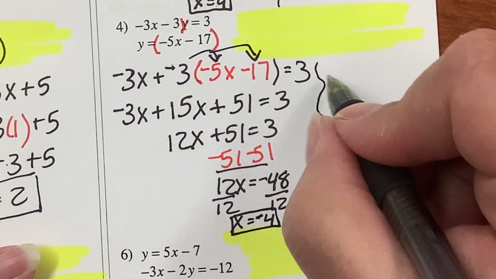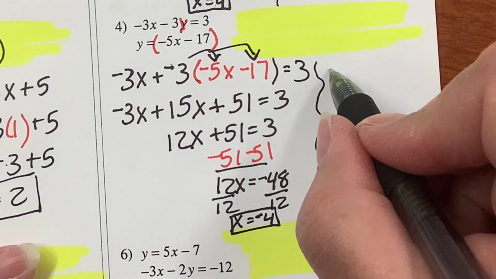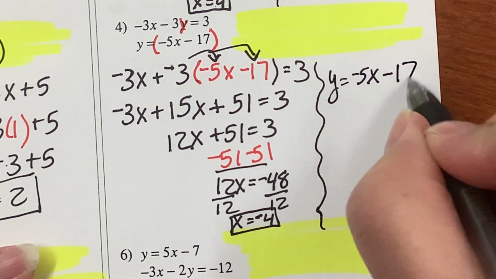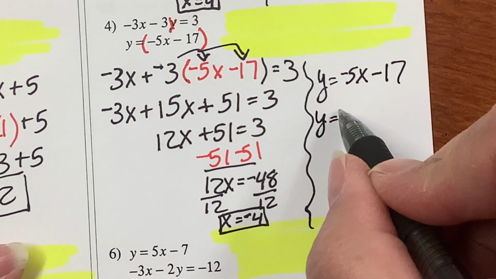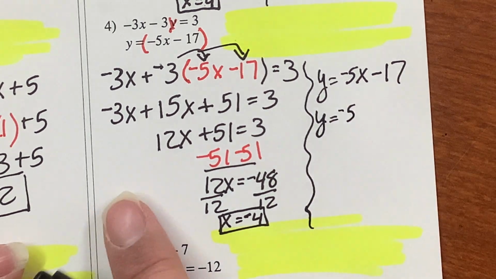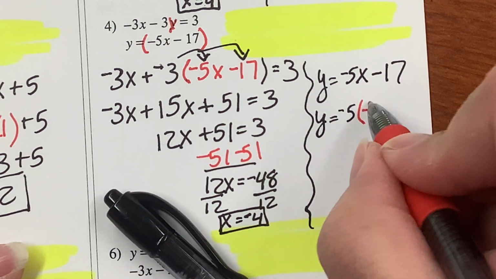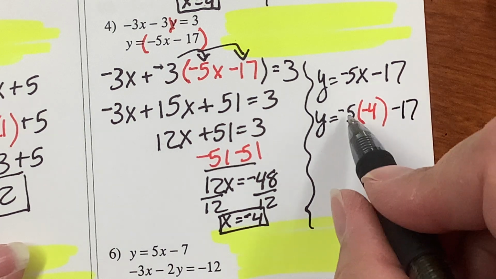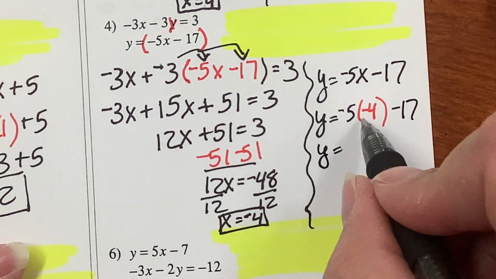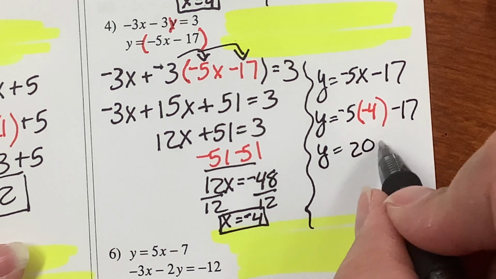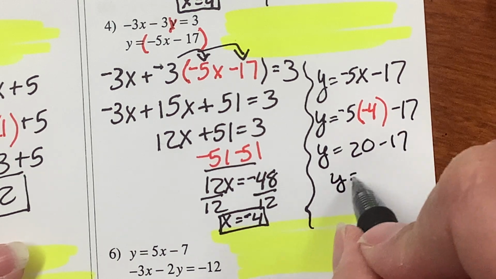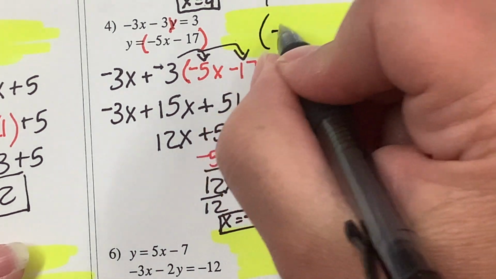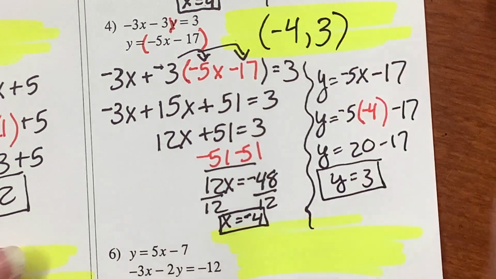Here we go. Take the equation with the isolated variable, y equals negative 5x minus 17. y equals negative 5 times negative 4 minus 17. So y equals negative 5 times negative 4 is positive 20, minus 17. y equals 3. So negative 4, comma 3. There we go.